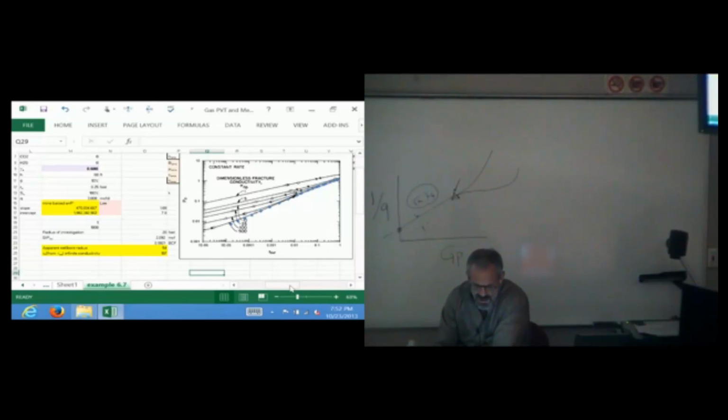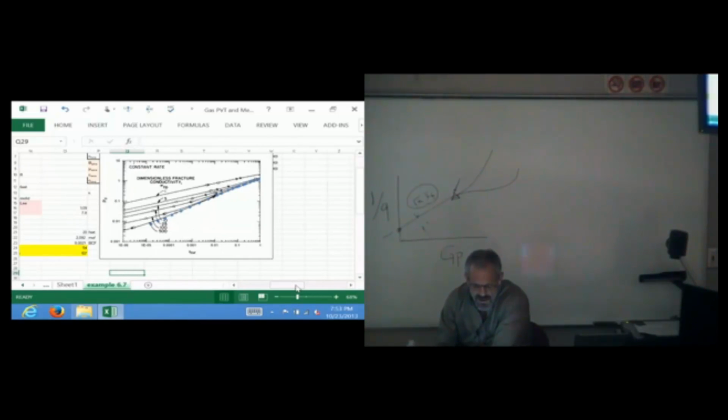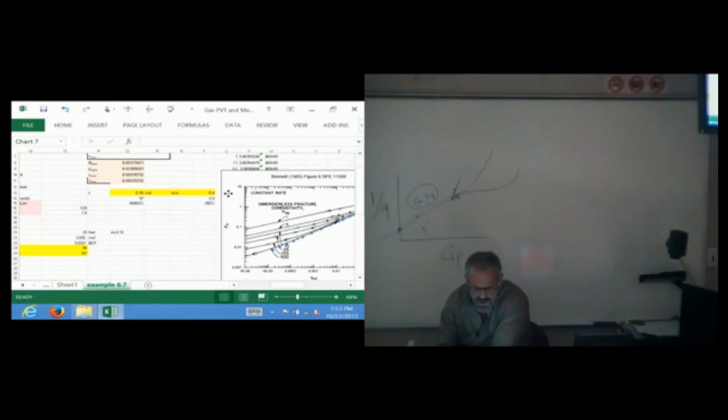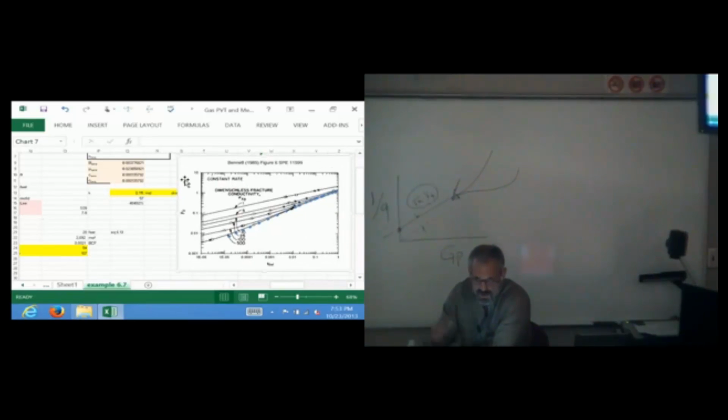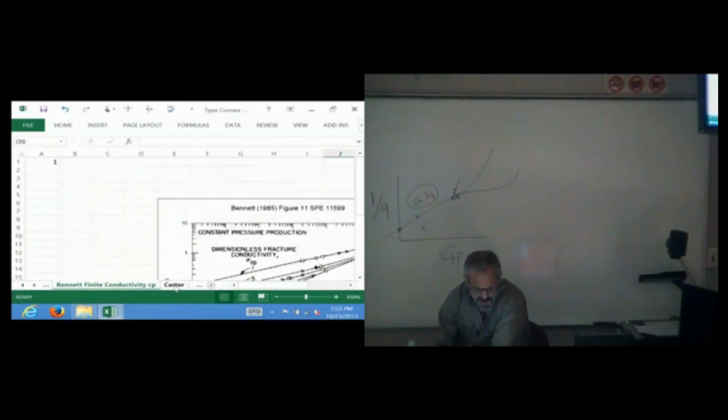We've got 3 graphs. We got a Bennett type curve, which is very useful in displaying our results in terms of fracture conductivity. Where did you get this chart? I got it from the spreadsheet that says type curves. I think I still got mine open. You guys got this. You got them all.